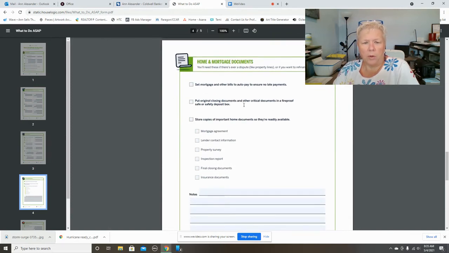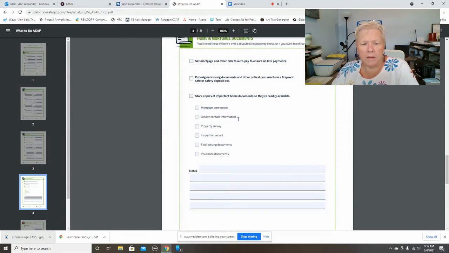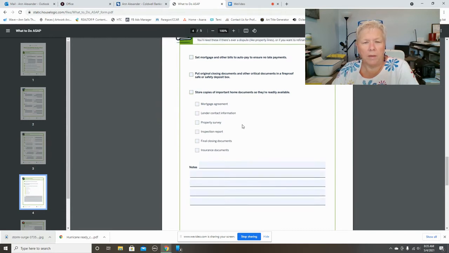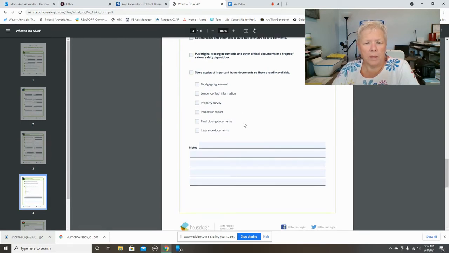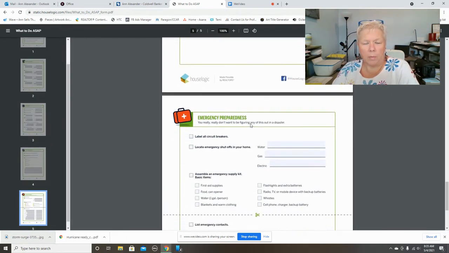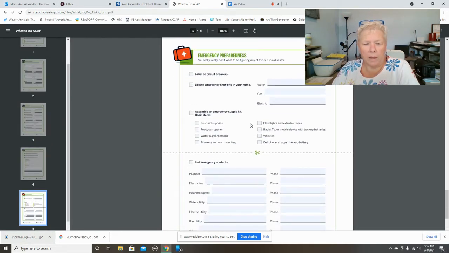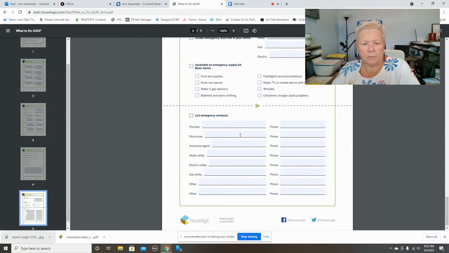Make sure you've got all your homeowners and mortgage documents put someplace safe. I always try to keep all mine in my filing cabinet, and that way I can grab them if I need them. For emergency preparedness, know where your shutoffs are, that kind of thing. Make sure you've got an emergency supply kit.